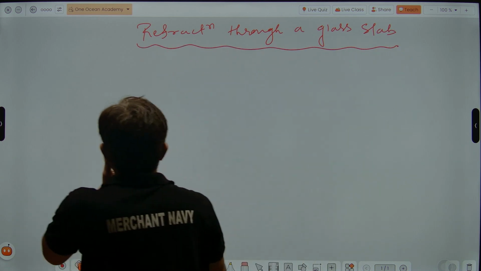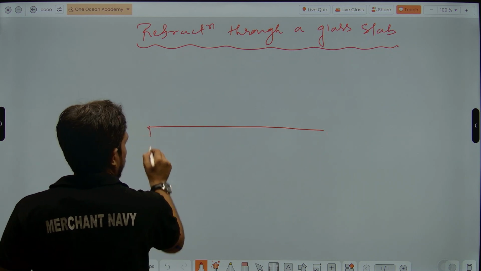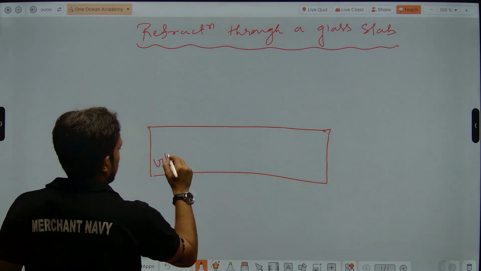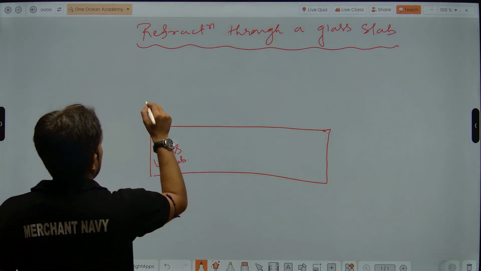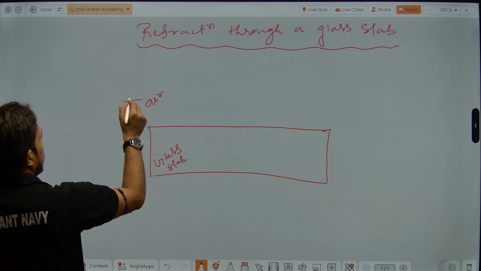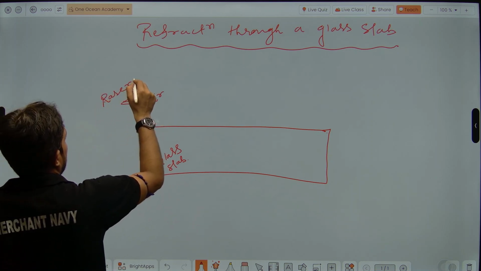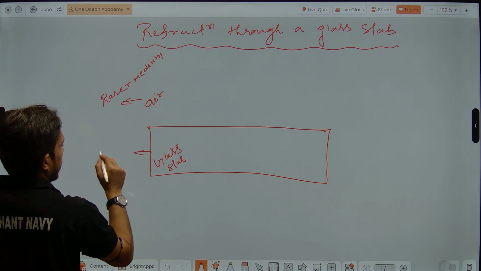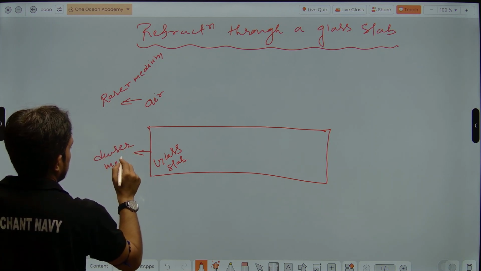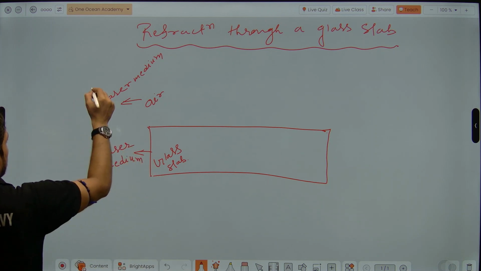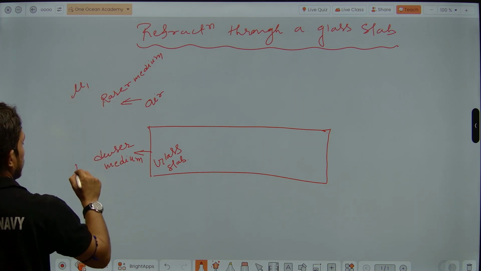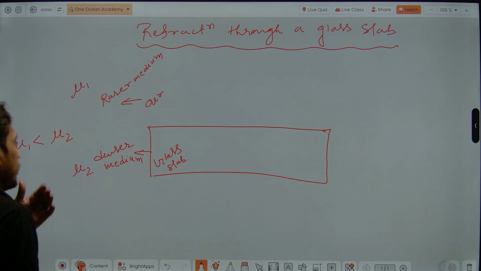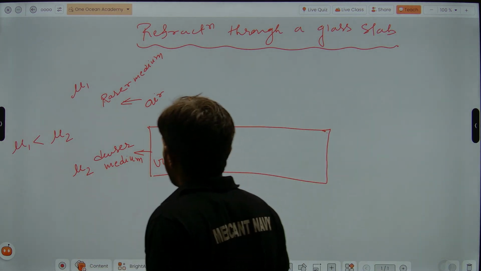Suppose this is our glass slab. This is our air, so this is a rarer medium. This is the denser medium. Let us say this is mu 1, this is mu 2. That means mu 1 is always less than mu 2. Then there will be two different media, as we have read.